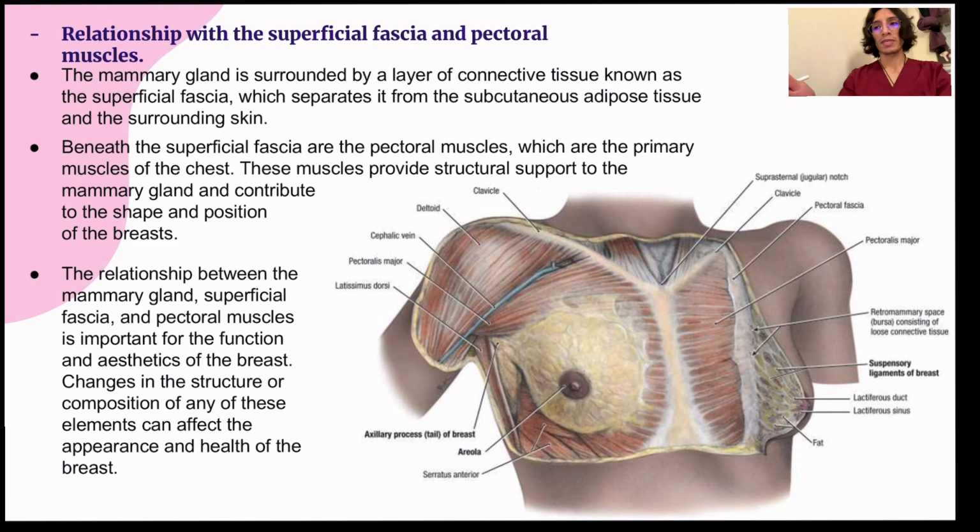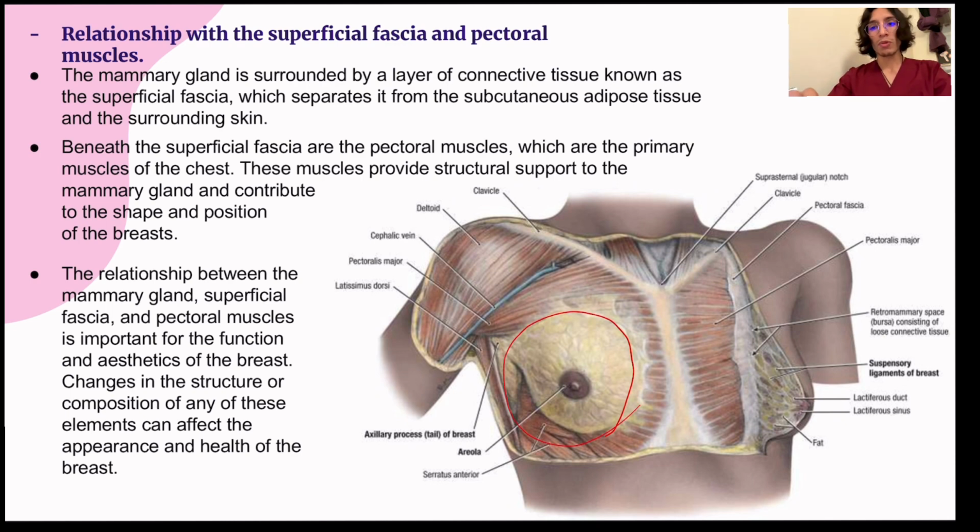Relationship with the superficial fascia and pectoral muscles. The mammary gland is surrounded by a layer of connective tissue known as the superficial fascia, which separates it from the subcutaneous adipose tissue and the surrounding skin. Beneath the superficial fascia are the pectoral muscles, which are the primary muscles of the chest. These muscles provide structural support to the mammary gland and contribute to the shape and position of the breast.